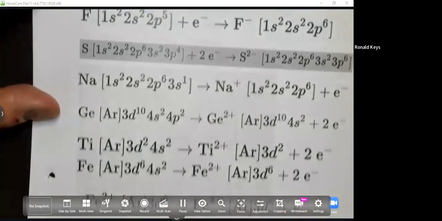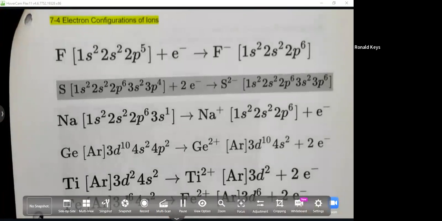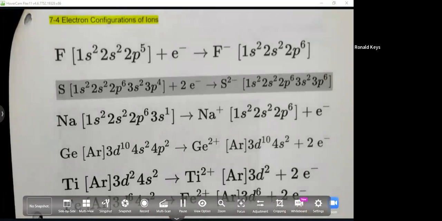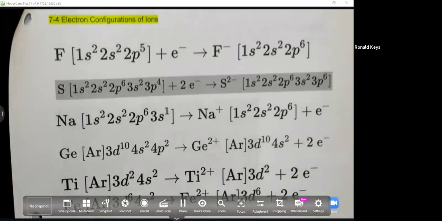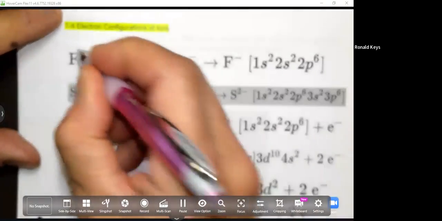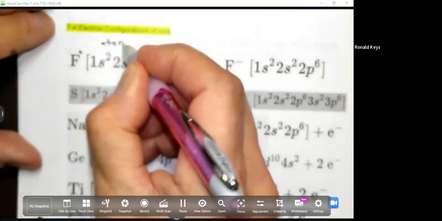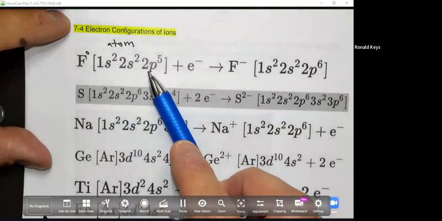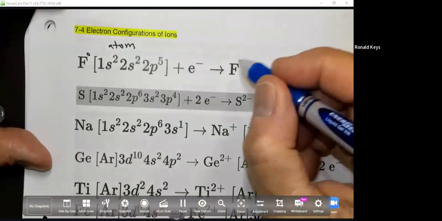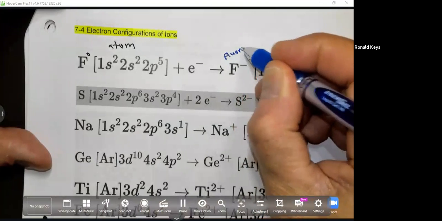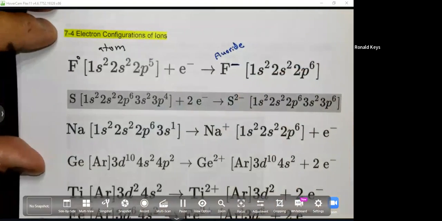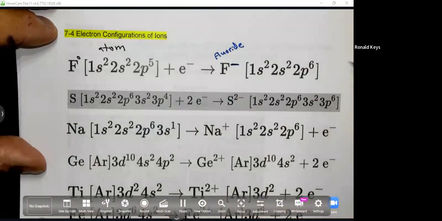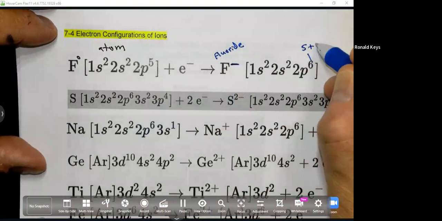So here we have the electron configurations of ions. And this slide, or this page, is perhaps not that well done, I guess, but let's look at this. This is a neutral atom right here. This is fluorine, right? Just a neutral atom. 1s2, 2s2, 2p5. What does it do to become fluoride? It takes on this electron, right? So we get this 6 right here from 5 plus 1, right?